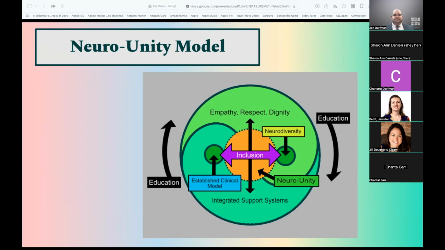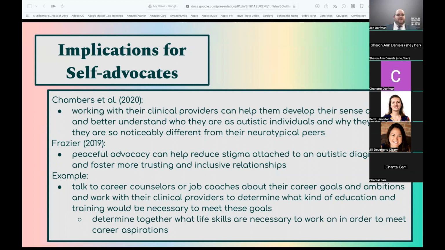So, the implications for self-advocates in practice: Chambers et al. say we need to work with our clinical providers to help them develop their sense of identity and better understand who we are as autistic individuals and why we feel we are so noticeably different from our neurotypical peers. Frazier says that peaceful advocacy can help reduce stigma attached to an autistic diagnosis and foster more trusting and inclusive relationships.